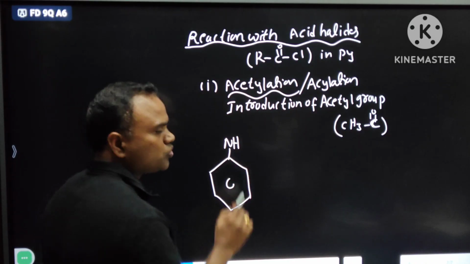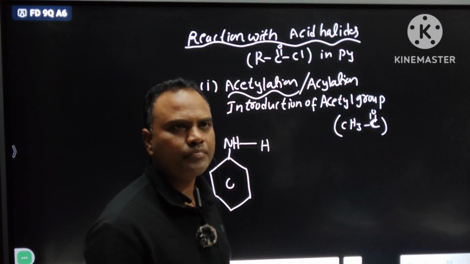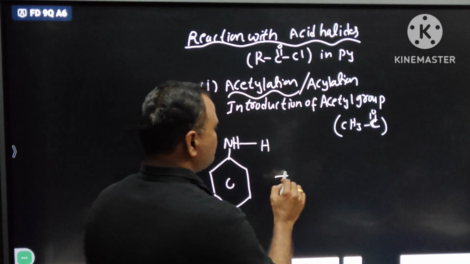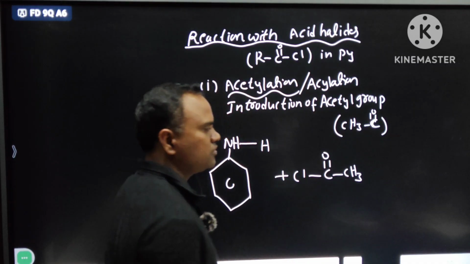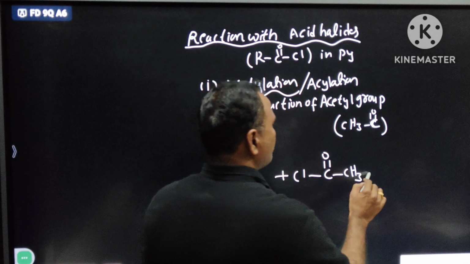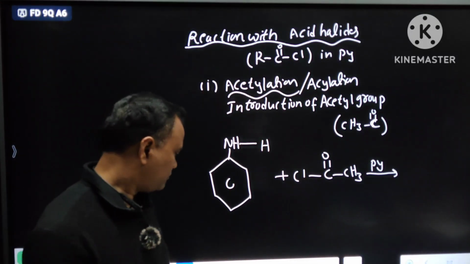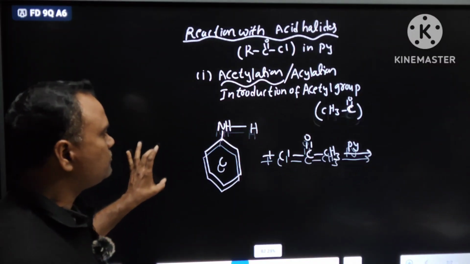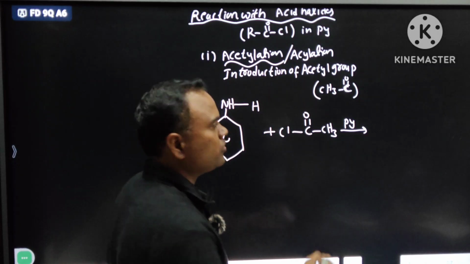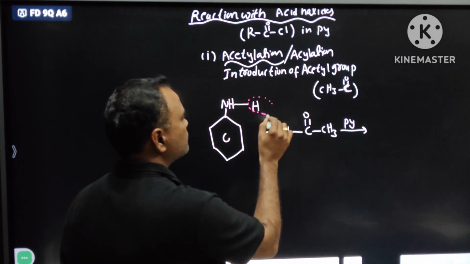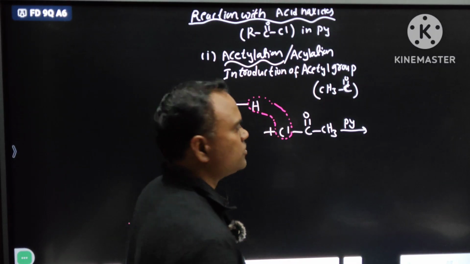Aniline, NH2. Can we write it like this, NHH? Acetyl chloride in the presence of pyridine solvent. See, remove chlorine and hydrogen, minus HCl.